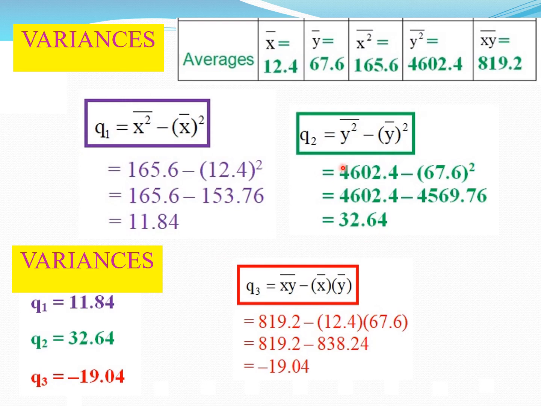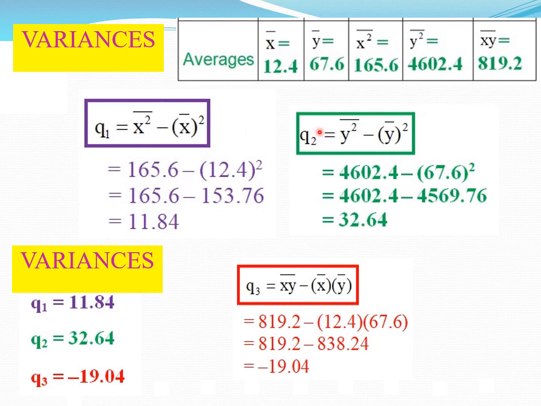So that's Q2. And then the third variance we get is to do with the XY. So Q3 is equal to the average of the XY numbers, take away the average of the X's times the average of the Y's. So that's 819.2, take away 12.4 times 67.6. That's 819.2, take away 838.24. That gives us a negative number. So Q3 is equal to minus 19.04. So we've got the three different variances.